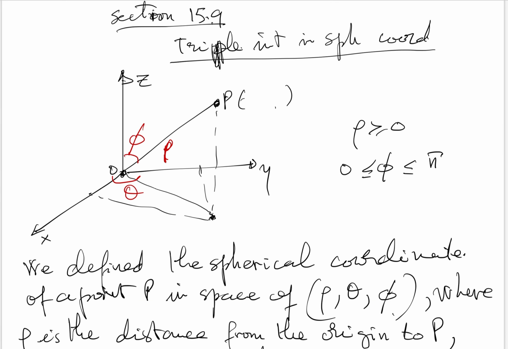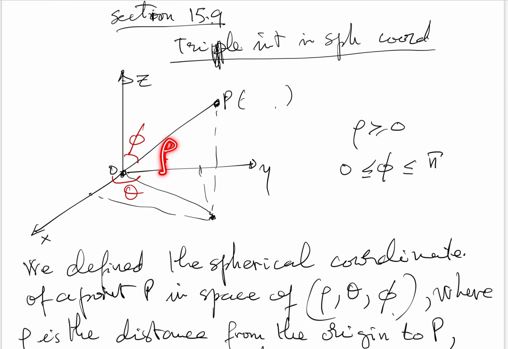Okay, guys, very quick. We were doing chapter 15. We have to do 15.9, about triple integration in spherical coordinates. This one is a graph, and in the graph you have three components, so you have to know which is rho, phi, and theta. Remember, rho is the distance from the origin to the point. That distance is called rho.